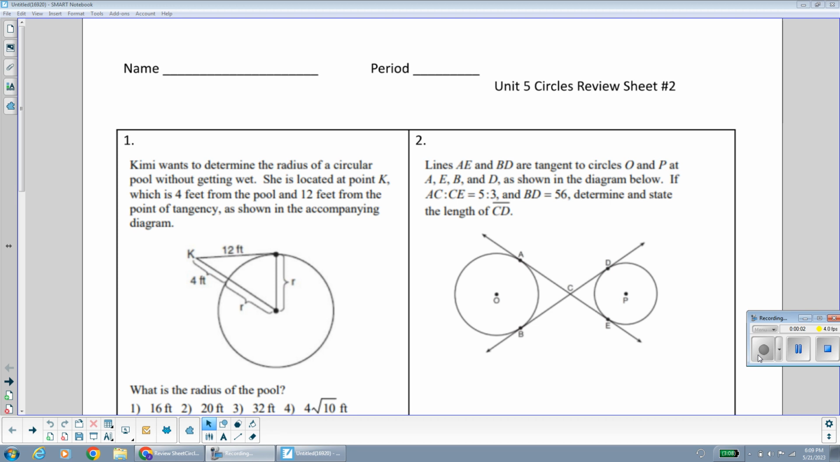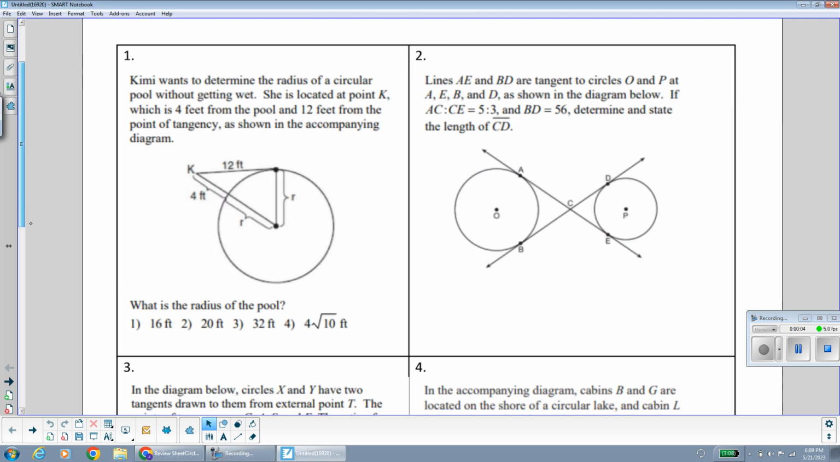In this video, we're going to go over the review sheet for circles quiz number 2. So in question number 1, what we have here is a radius and a tangent to the circle. And we know that when a radius and a tangent to the circle intersect, they form a right angle because they are perpendicular to each other. So what we have here is a right triangle.